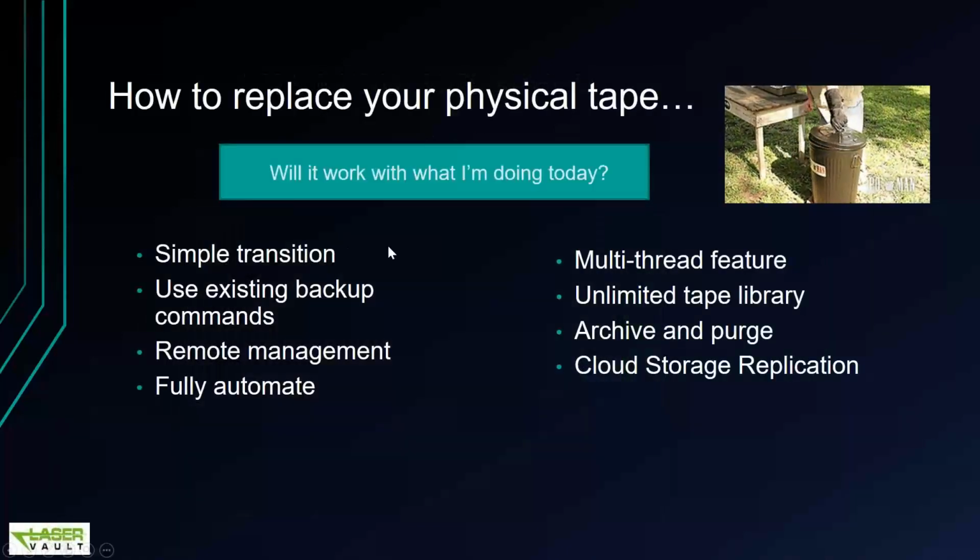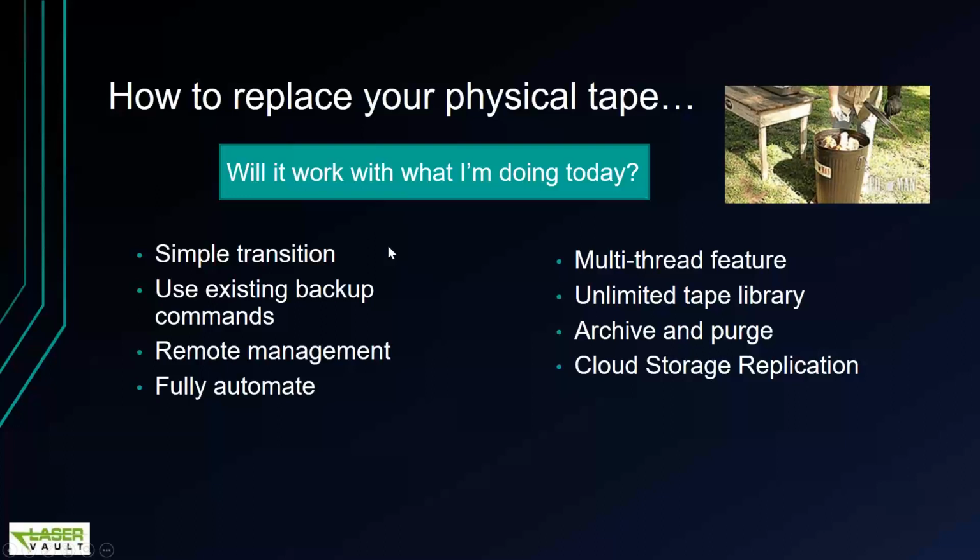So how to replace your physical tape? Will it work with what you're doing today? And the answer is simply yes. So it becomes a simple transition from physical tape to virtual tape simply because you're able to use your existing backup commands, BRMS, go save, go backup, robot save. Whatever you're currently doing today will work exactly the same way, including restricted state full system saves.